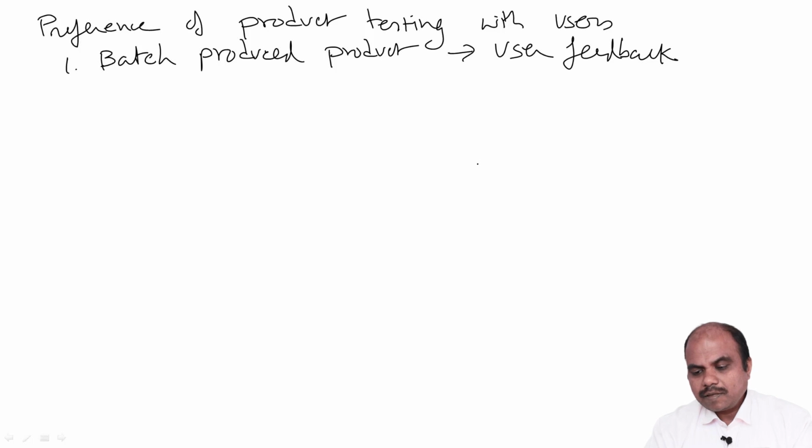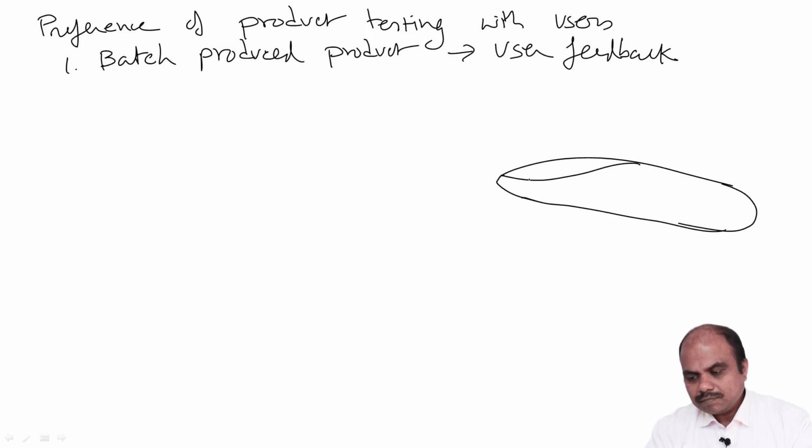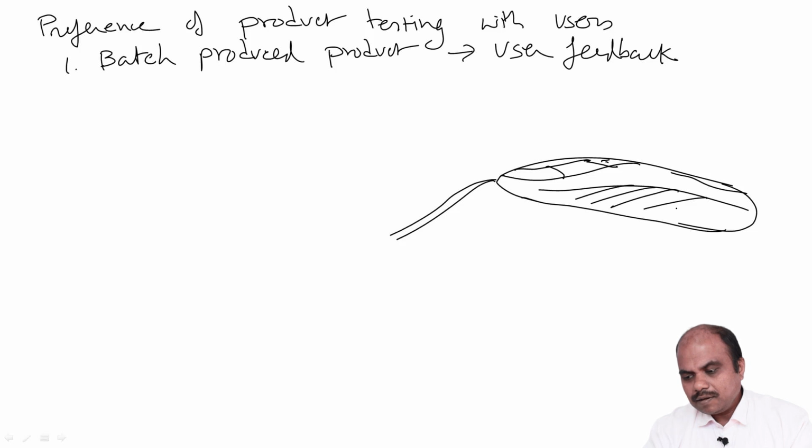Take for example, we are using one mouse. Somebody designed a mouse like this. And then we show it to the user, and they will understand this mouse, and they will feel it and use it.